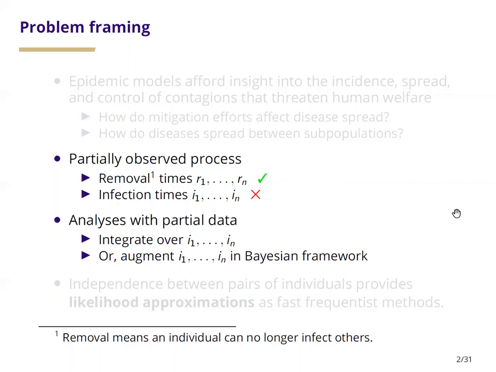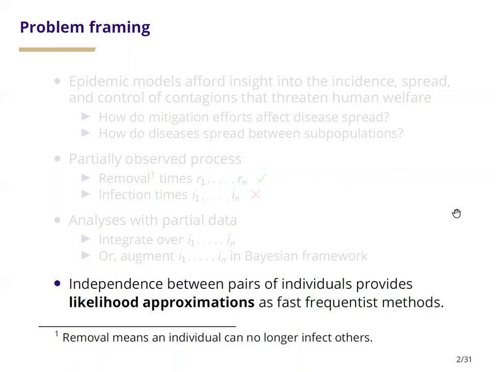Now, these analyses with partial data will be done either by integrating over the missing I's or by augmenting the missing I's within a Bayesian framework. If we're willing to take independence between pairs of individuals, we will arrive at likelihood approximations that are both fast and within the frequentist paradigm.